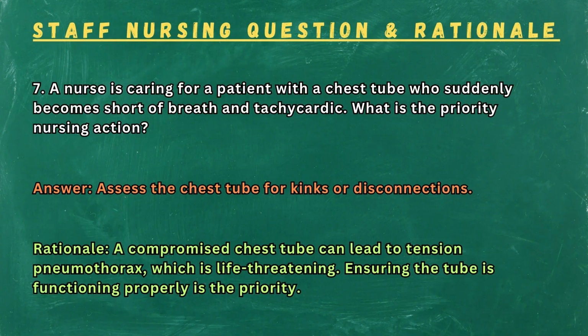7. A nurse is caring for a patient with a chest tube who suddenly becomes short of breath and tachycardic. What is the priority nursing action? Answer: assess the chest tube for kinks or disconnections.